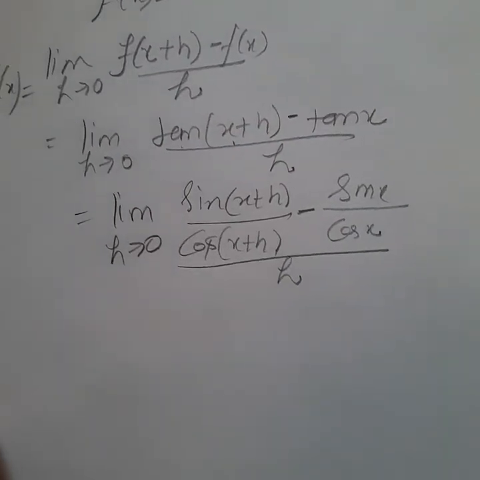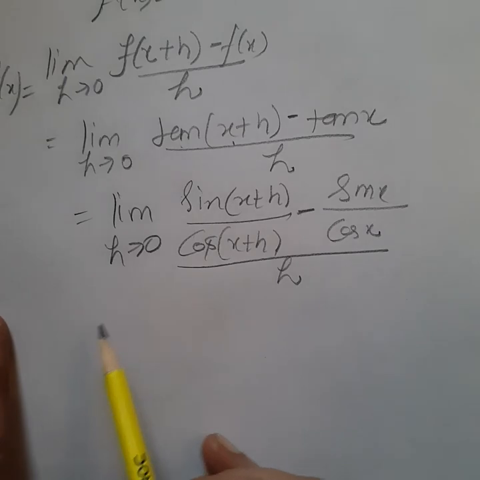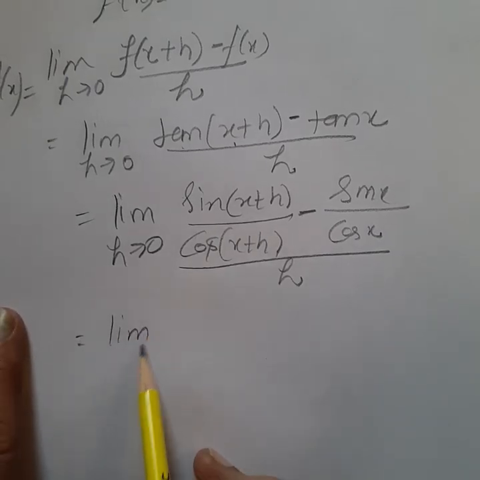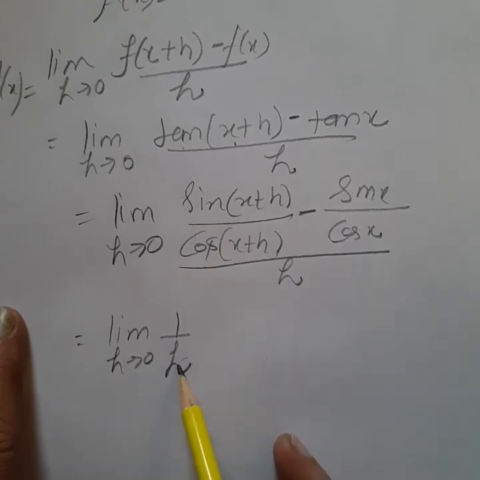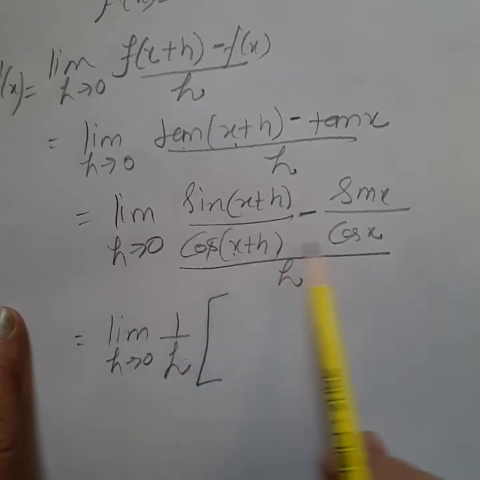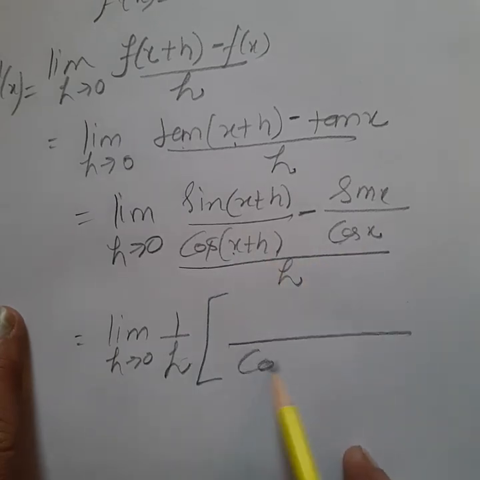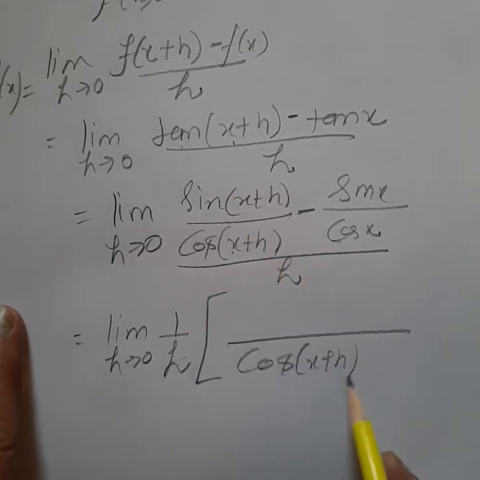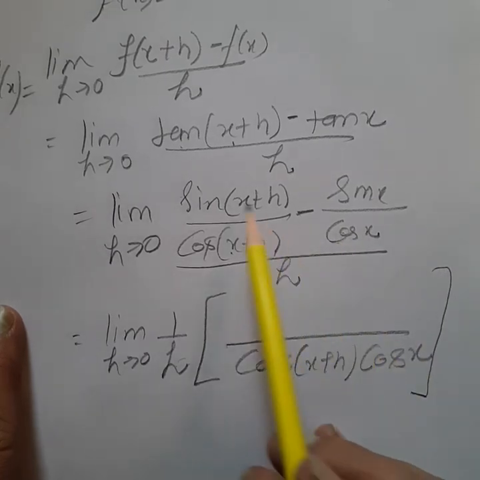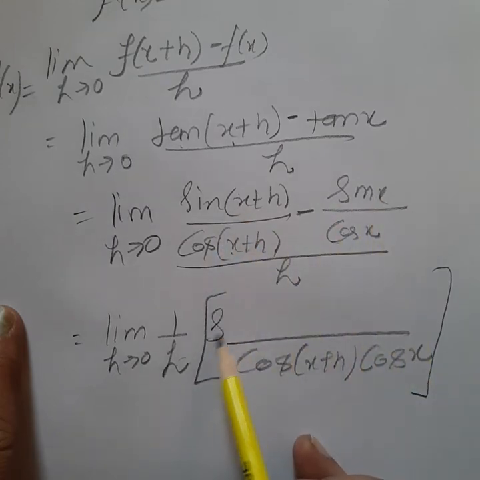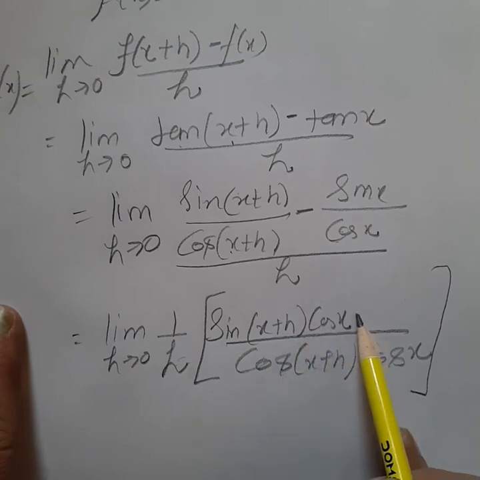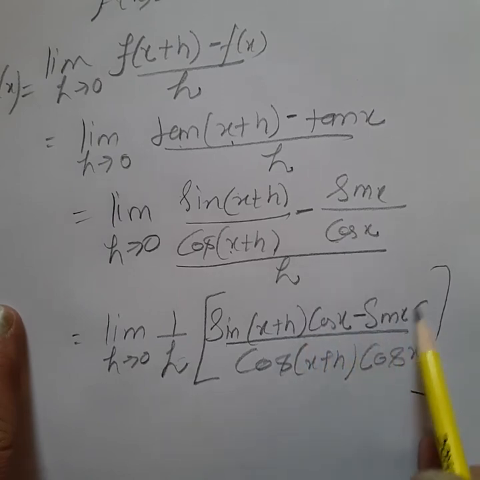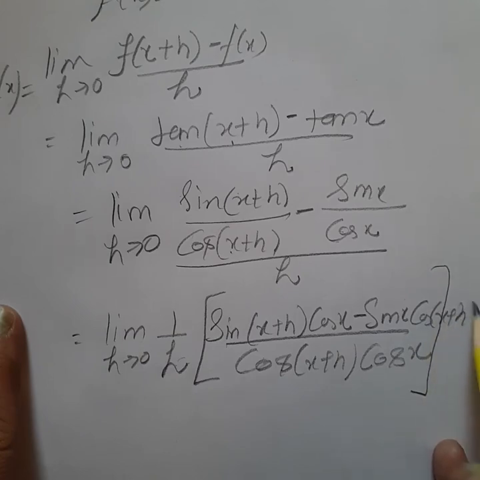After that you have to take the LCM of this function, and you should write the h outside the braces, like you can write here h, in this form. And after that we should take the LCM, that is cos of (x plus h) into cos x. Okay, now you can cross multiply, and you can write here sine of (x plus h) cos of x minus sine of x cos of (x plus h).